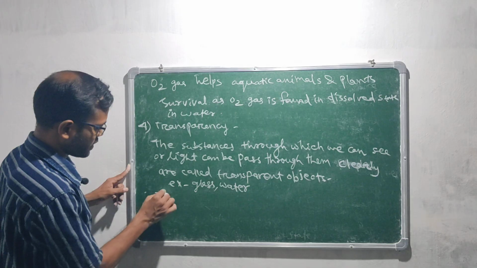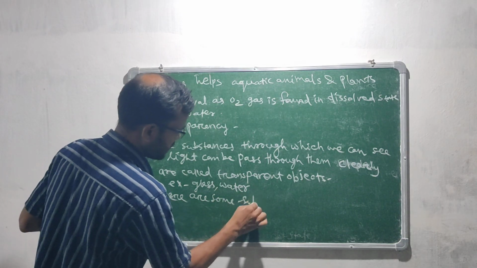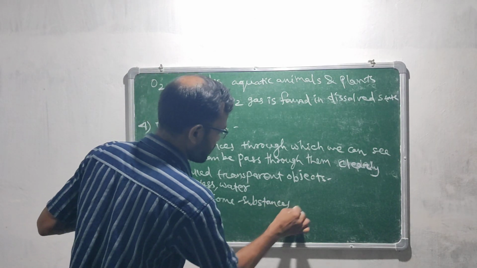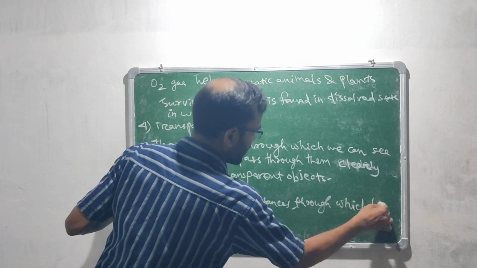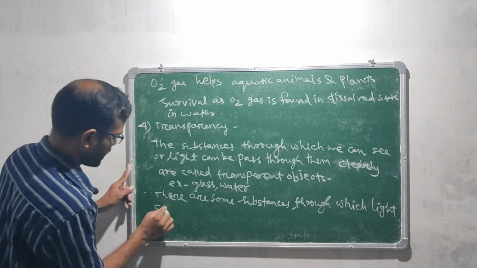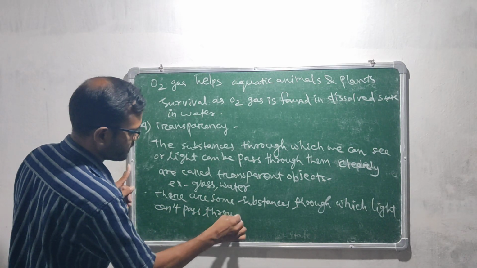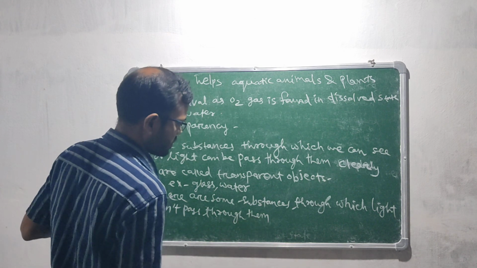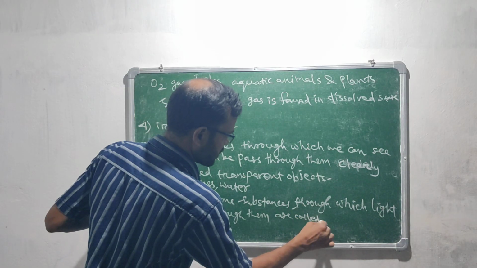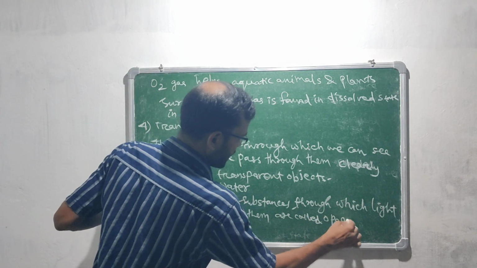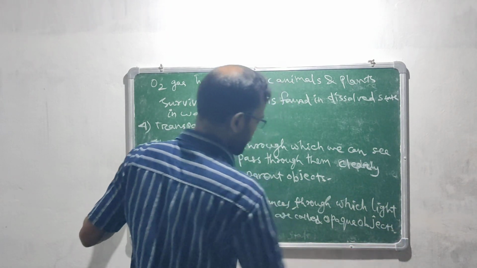Then there are some substances through which light cannot pass. Light cannot pass through them. They are called opaque objects. Or we cannot see through them clearly. Okay.